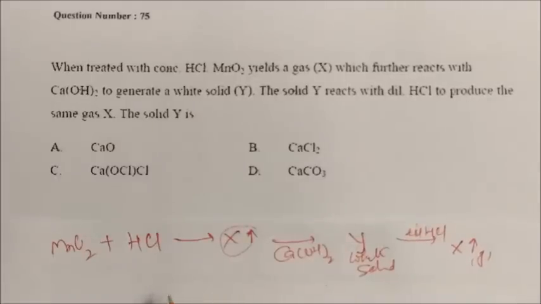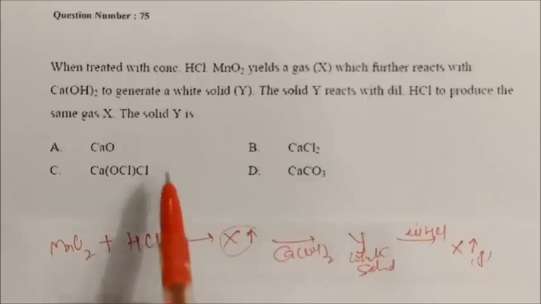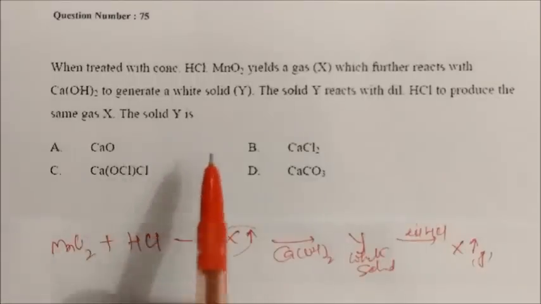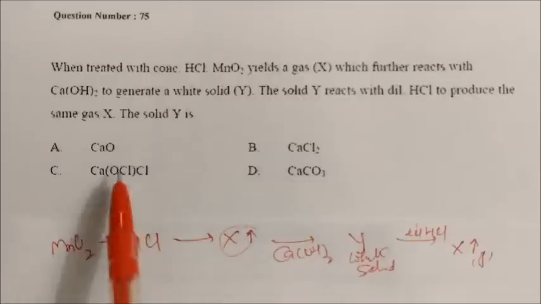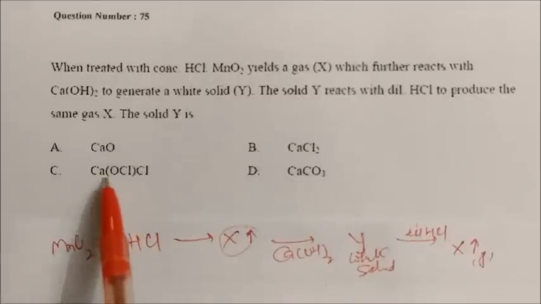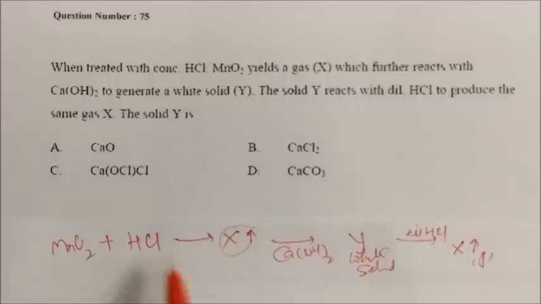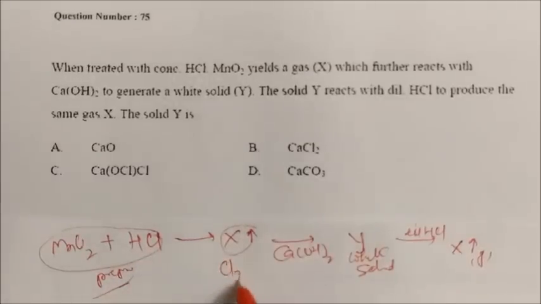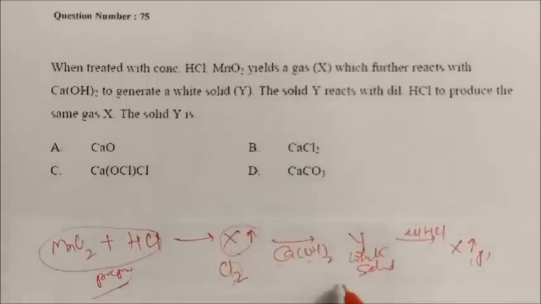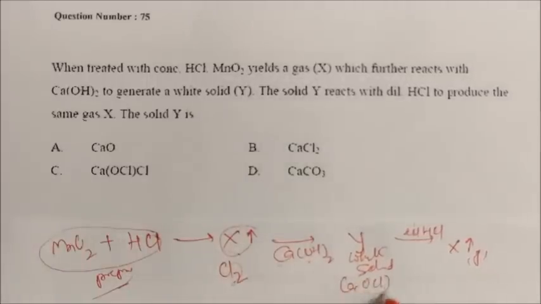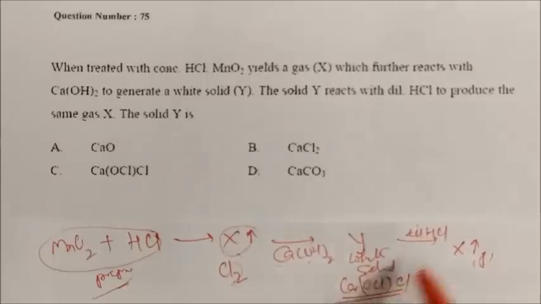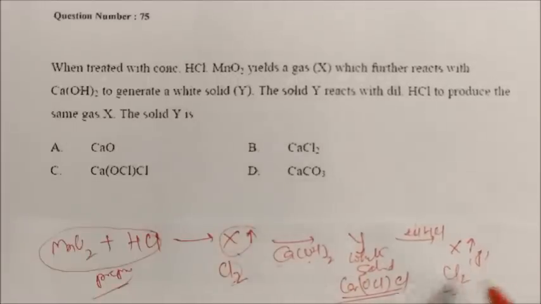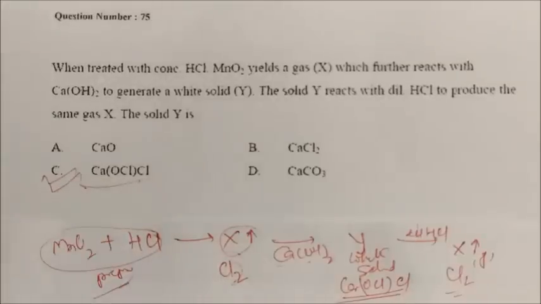So what could be the possibilities? If you see carefully, what is the solid Y? It could be calcium oxide, calcium chloride, calcium carbonate, or the bleaching powder. Bleaching powder gives chlorine gas. This reaction is basically the preparation of chlorine, so this gas is nothing but chlorine. Chlorine reacts with calcium hydroxide, and you get the compound Ca(OCl)Cl, which is nothing but bleaching powder. And bleaching powder in the presence of dilute HCl gives Cl2 gas again. So this answer is our bleaching powder.